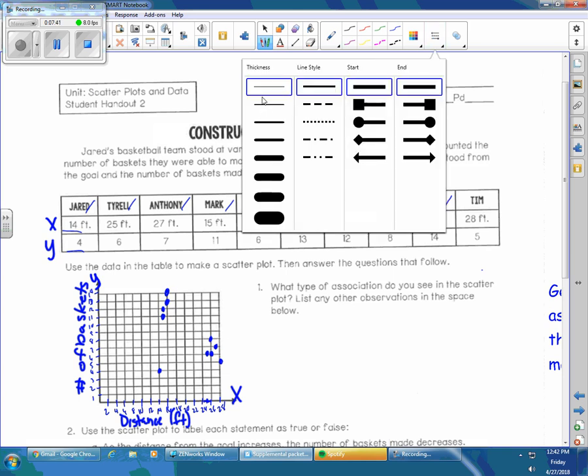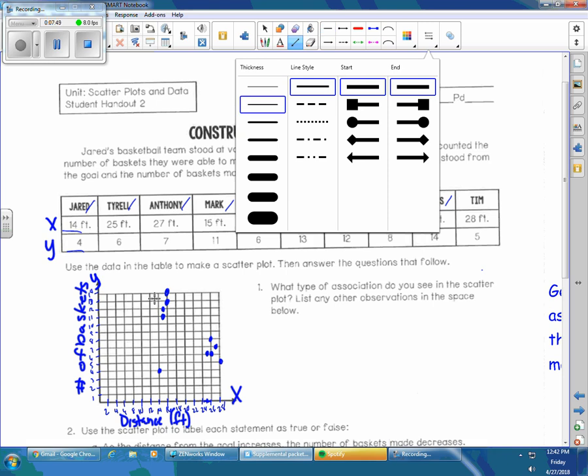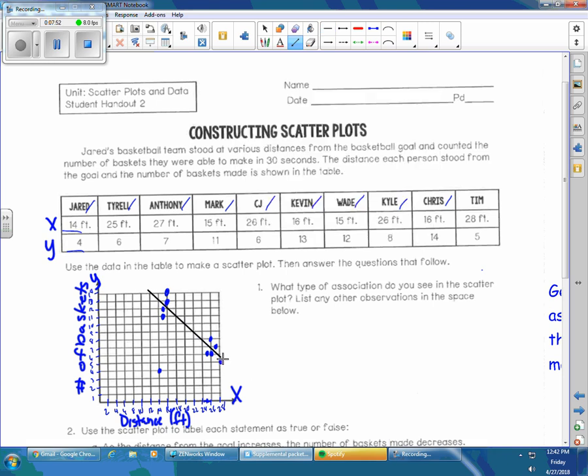If I try to draw a line just through the middle of the data, is my line going positive or negative? Let's think about the lesson that we had yesterday. We talked about whether the variables were moving together or whether they were moving opposite. So as my x's were going up, as the distance away from the basket was getting greater, the number of baskets made were getting less. So I would say that this is, generally speaking, a negative correlation.